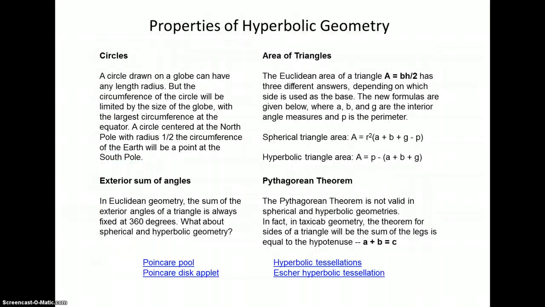Let's look at more properties of hyperbolic geometry. A circle drawn on a globe can have any length radius, but the circumference gets interesting. Think about this. Put the center of your circle at the North Pole. Have your radius be half the circumference of the Earth. Then that will fall on the South Pole. Now what do you have? You have a wonderful circle with area, the surface of the Earth, but its circumference is 0 because it's a point. The area of triangles also gets tricky.